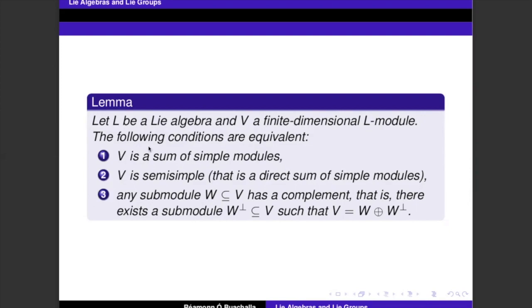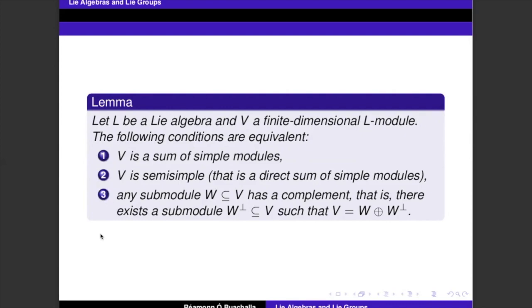What's the difference between 1 and 2? 1 is just a sum, so it's the span of simple submodules. 2 is a direct sum, which means they have trivial intersection; their only intersection is 0. It's clear that 2 implies 1, because if it's a direct sum, it's a sum. The non-trivial part is from 1 to 2, which is to say that if you have a sum, you can always take from it a direct sum.